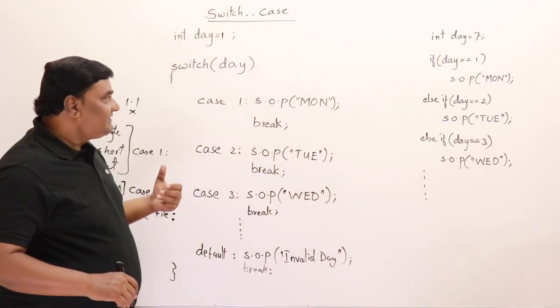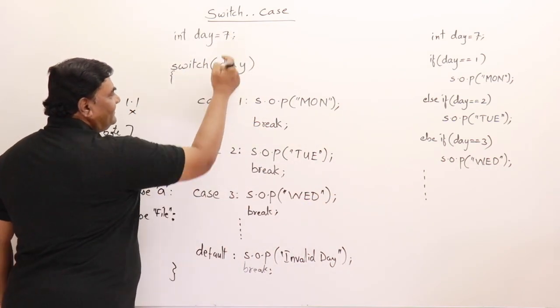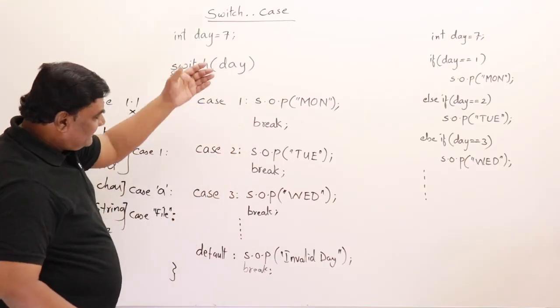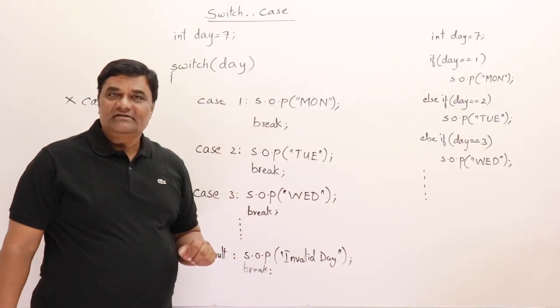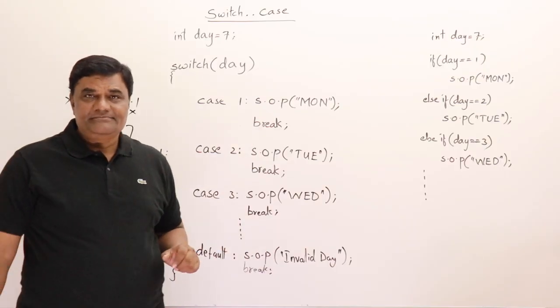Whereas in switch case, if I give 7 here, then it will not check case 1, case 2, case 3. Directly it will go to day 7. Directly it goes there. So this is much faster.